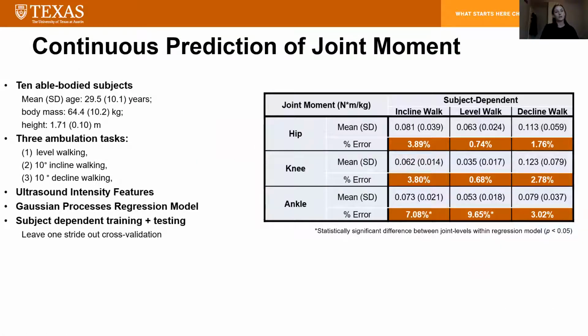After we predicted the ambulation mode, we turned to look at continuous prediction of joint moment. We used the same data set and ultrasound intensity features as before to predict hip, knee, and ankle joint moments during level, incline, and decline walking tasks. The greatest percent errors from the Gaussian processes regression model were seen at the ankle due to imaging muscles that do not span the ankle joint. However, less than 10% root mean square error was reported for all walking tasks of all joints, and we believe that the ability to predict the joint moment from the ankle can likely be described by the muscle synergies during gait with muscles in the proximal thigh.